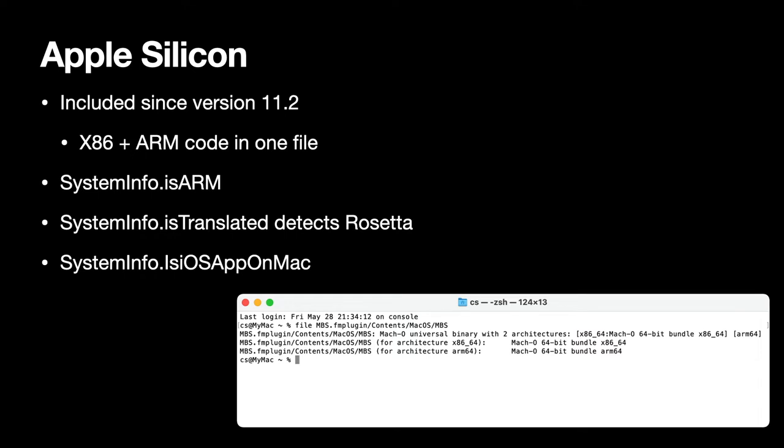And if you use a FileMaker iOS SDK, you can actually build an iOS app which then can run on a Mac. And we have this little function is iOS app on Mac to tell you whether the current application is built for iOS and running on a Mac.